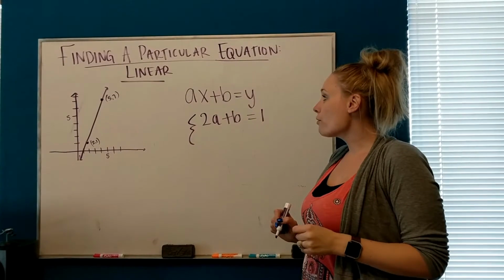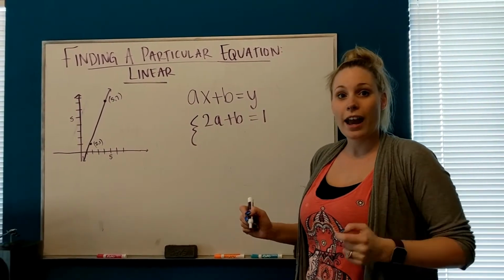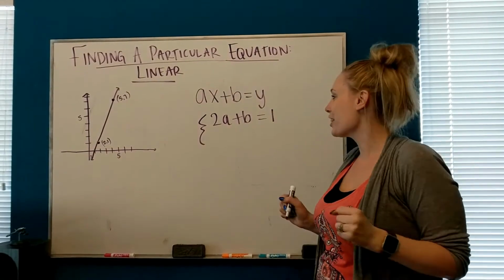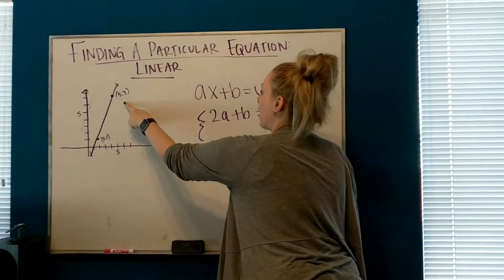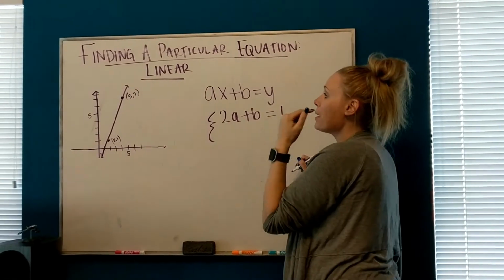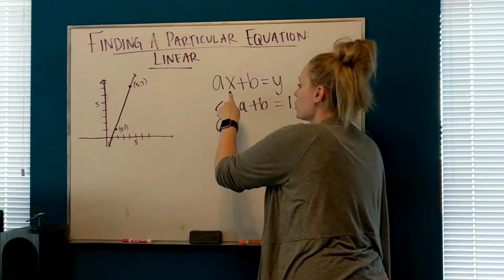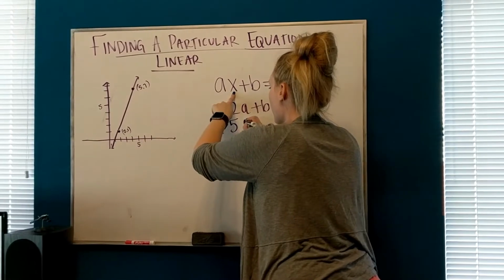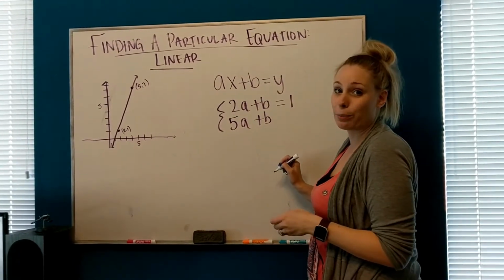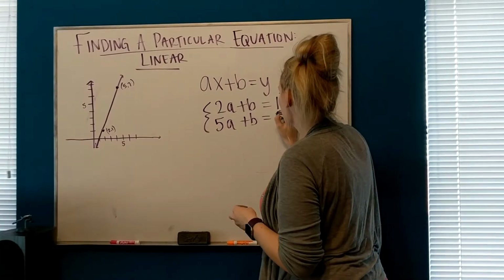In order to solve this, I need a second equation. And look at this, woohoo! I have another point. I can make another equation. So I'm going to take my x and my y and plug them in to make another equation. So this becomes 5a plus b, because I still don't know what a or b are, equals 7.